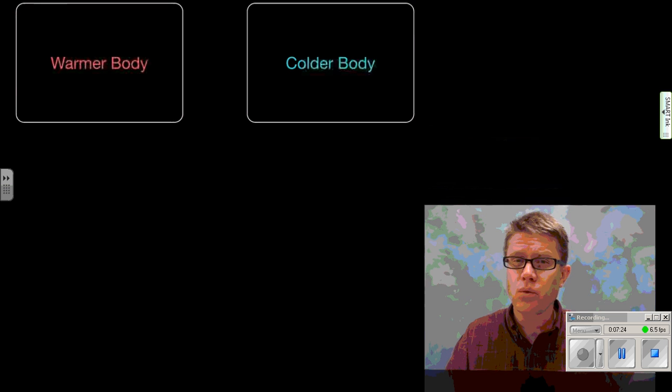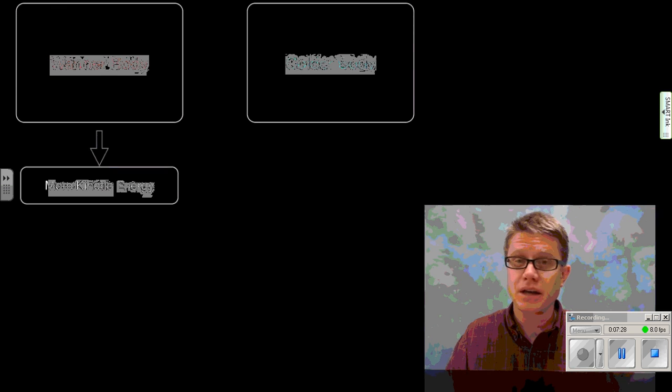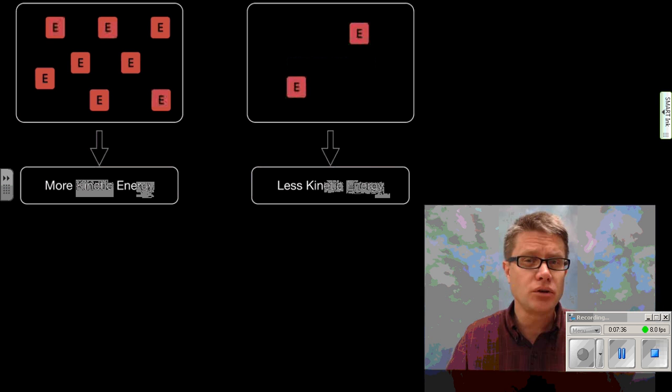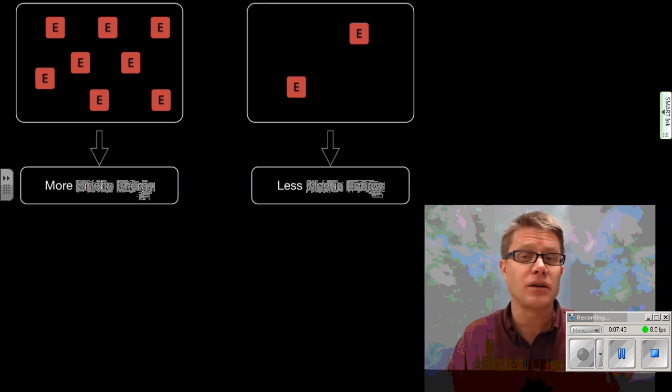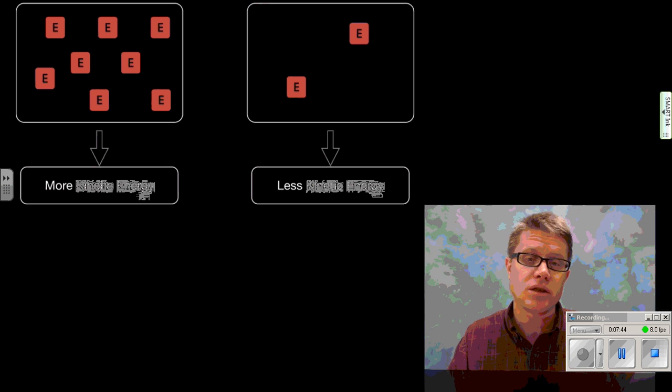And so if we ever have a warmer body and a colder body, the warmer body is going to have more kinetic energy. And again, that energy is in the molecular motion of those molecules moving around. And we're going to have more energy in that than the colder body. And so a good way to represent that, and I'll use this model over the next few videos, is just using these little cubes that represent the amount of energy. In this case, that's going to be thermal energy.